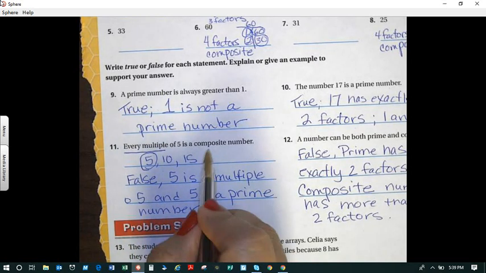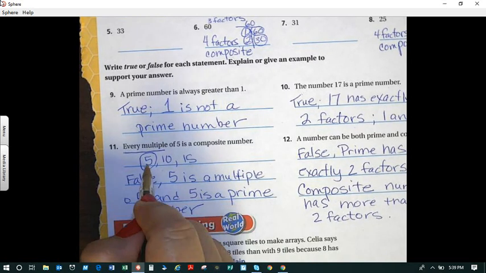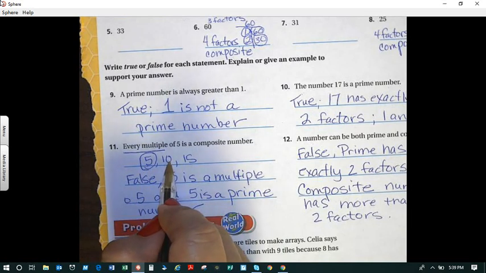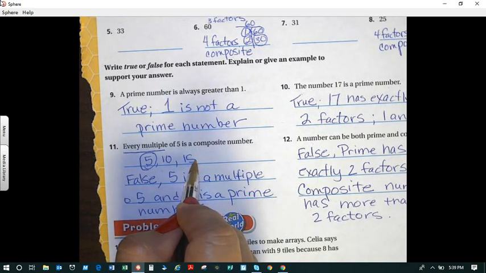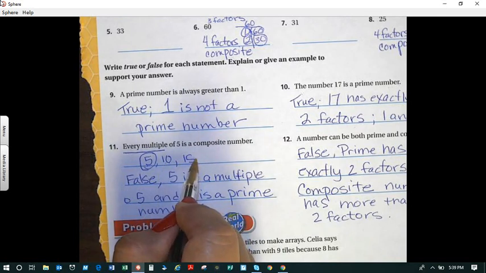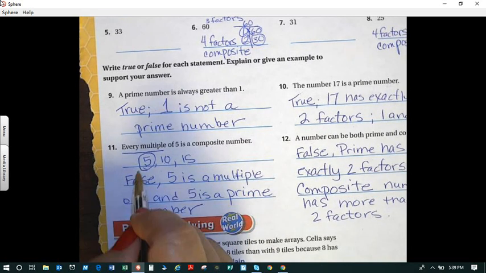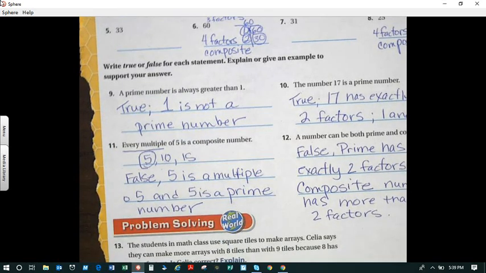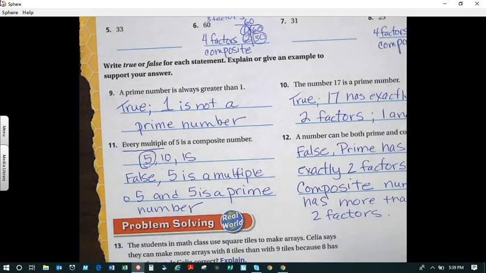Because they're not all. This 5 is a prime number, but then we have this as a composite, and this is a composite. Because you have 1 times 10, you have 2 times 5. There's 4 factors. 1 times 15, 3 times 5. 4 factors. They're all greater than 2. Here you only have 1 times 5. That makes it a prime. Okay? All right, we're ready to flip over.